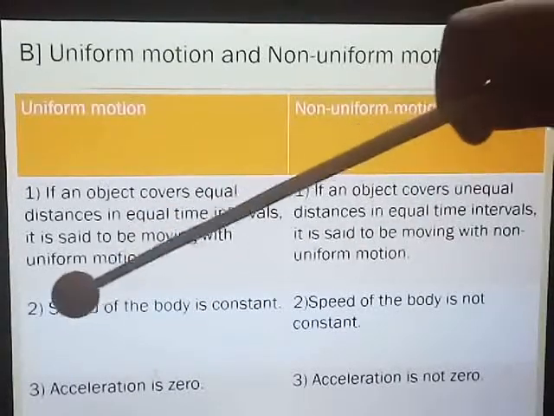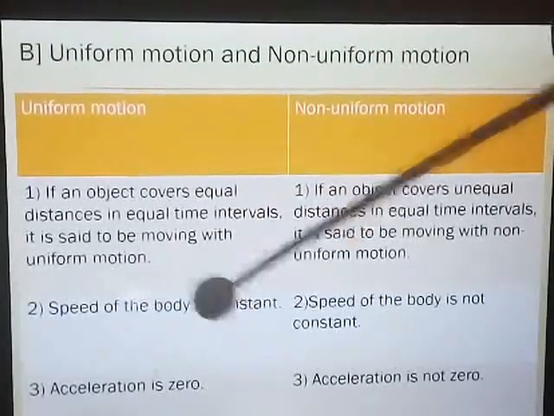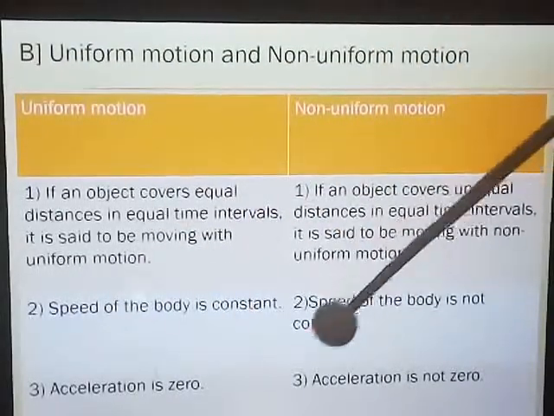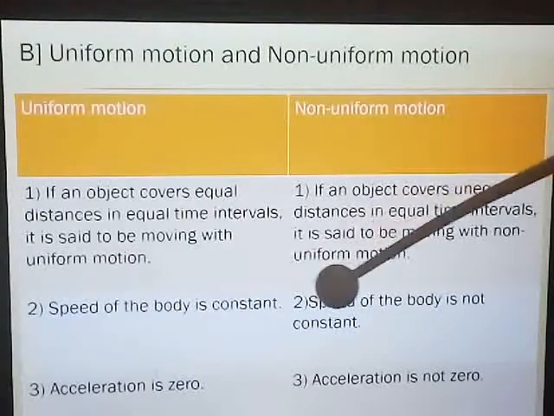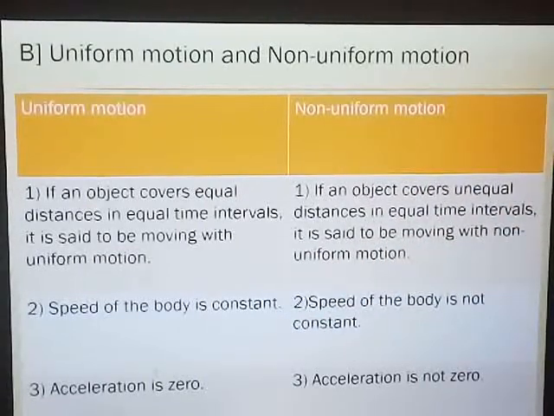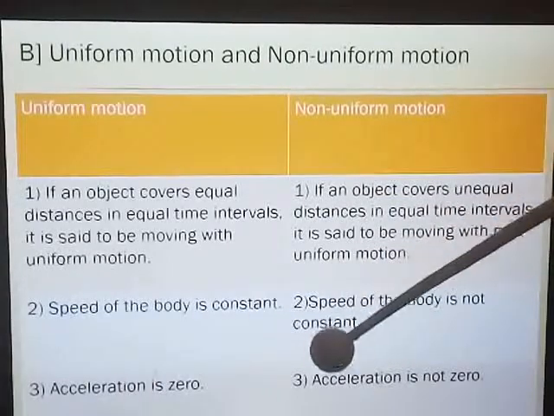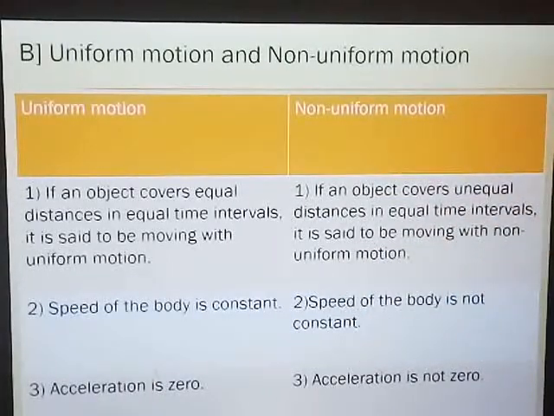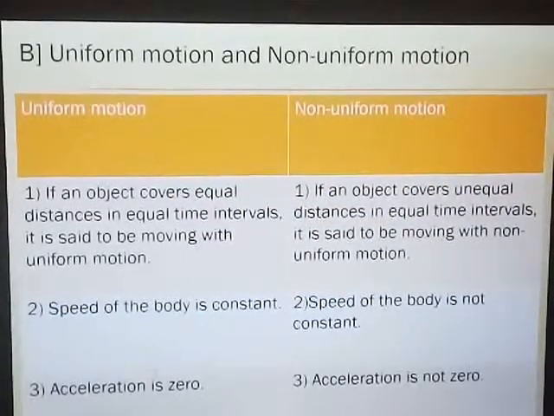Second is, now the object is moving uniformly, so speed of the body is constant, whereas here speed of the body is not constant. Speed of the body is constant, speed of the body is not constant. Third one, acceleration is 0, acceleration is not 0. So you got all the 3 points for uniform and non-uniform motion.